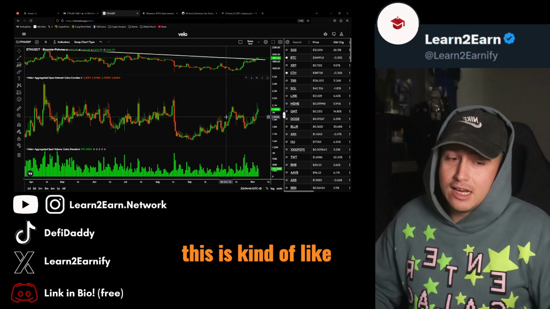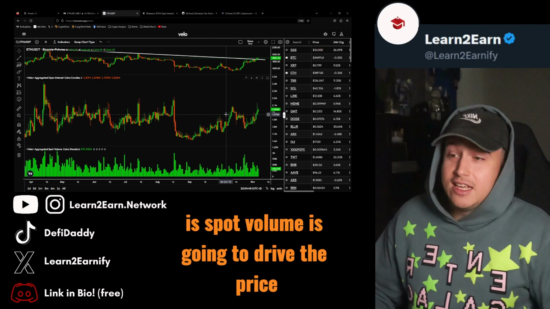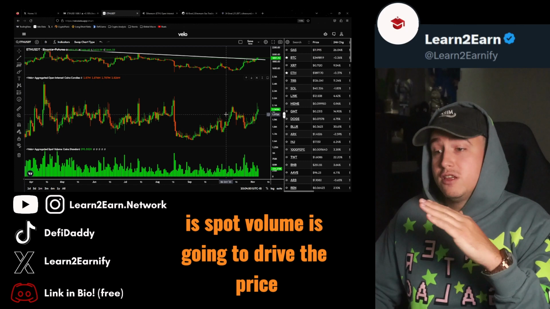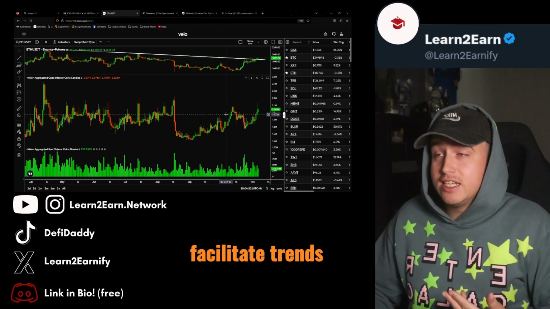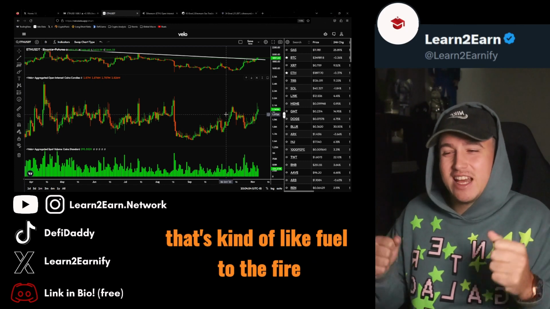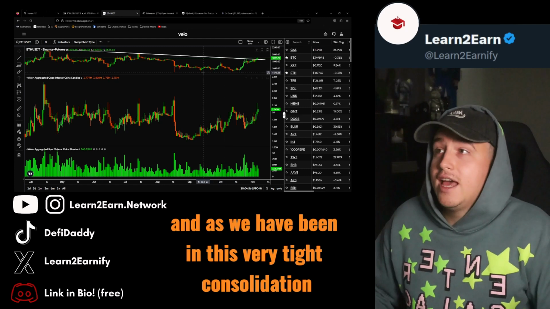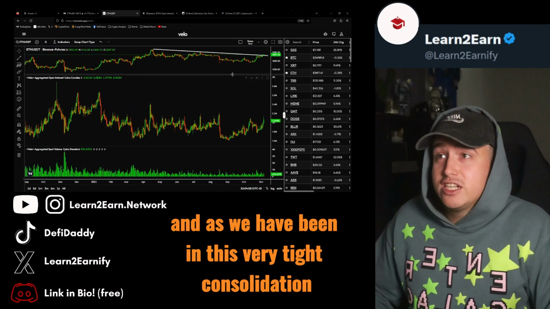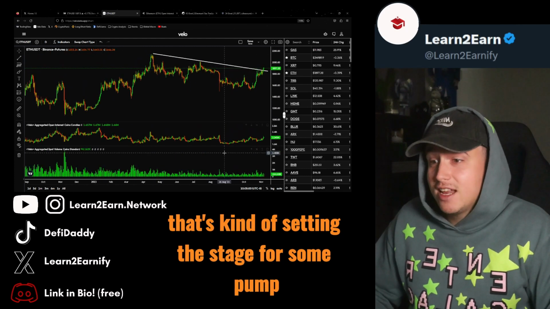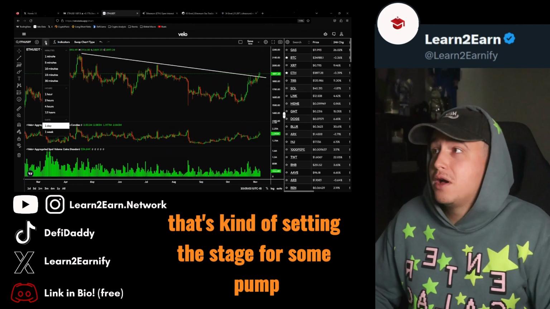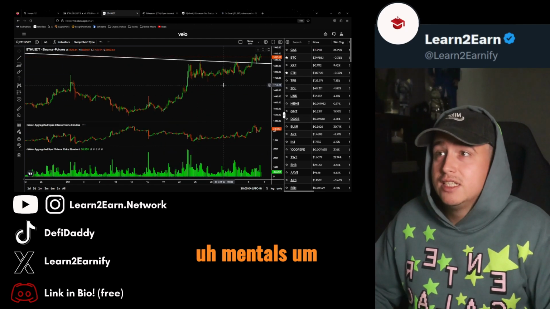The way I look at it is spot volume is going to drive the price, create trends, facilitate trends, but it is the derivatives data that's kind of like fuel to the fire. And as we have been in this very tight consolidation, we have really high open interest. That's kind of setting the stage for some pump mentals.